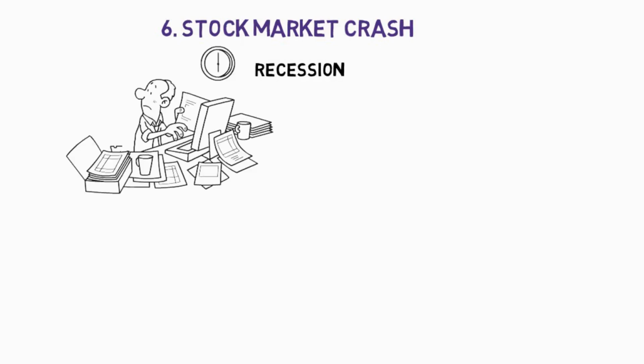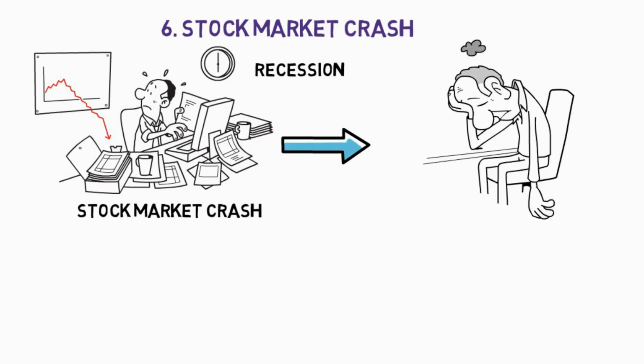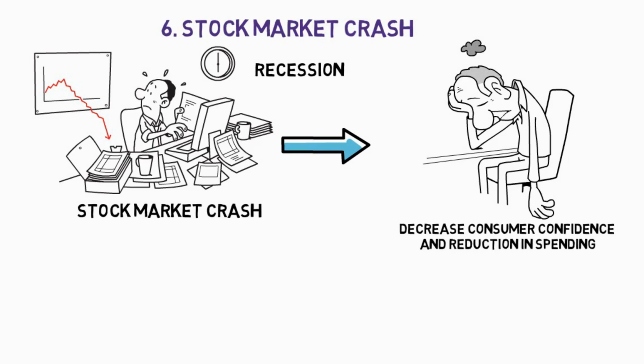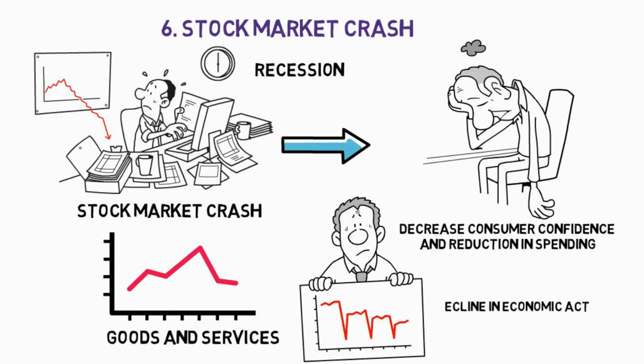Number 6. Stock market crash. One potential cause of a recession is a stock market crash. When the stock market experiences a significant decline in value, it can lead to a decrease in consumer confidence and a reduction in spending. This can then lead to lower demand for goods and services and a decline in economic activity.